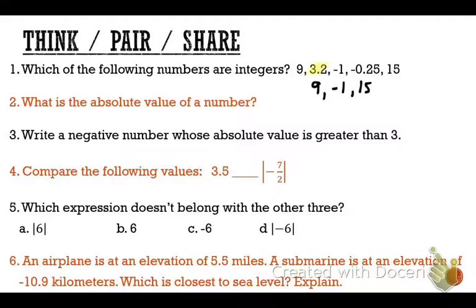3.2. Why is that not an integer? Because it's not positive number. It's not a whole number. It's not a whole number. Good job. So that's not one. And here's another one. What about this? -0.25. Why did you guys not say that? It's not a whole number. It's not a whole number because decimals are only part of a number. So excellent job, girls. Very good.